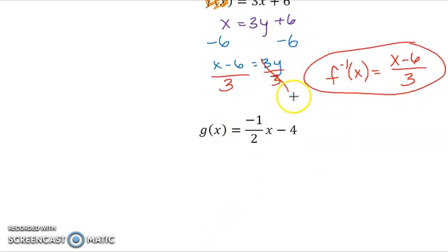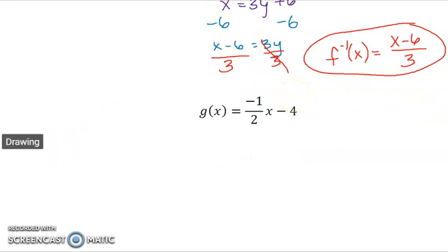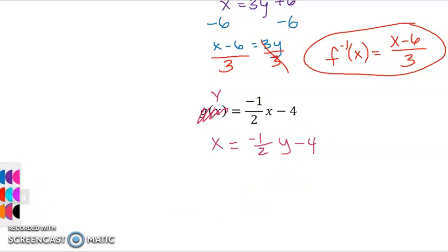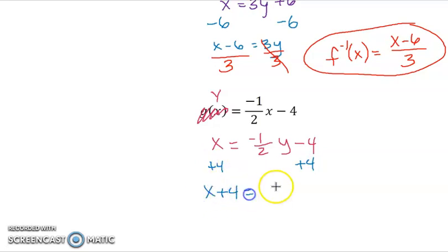Let's do one more. Let's deal with the g function. Same idea. Let's turn that into a y. Now we want to get these two inverted, so x equals negative 1/2 times y minus 4. I'm going to add 4 to both sides first. So whatever x is, we're going to add 4 to it.